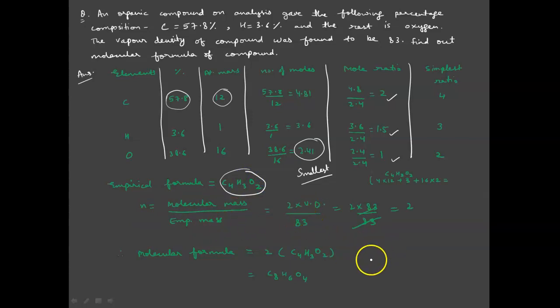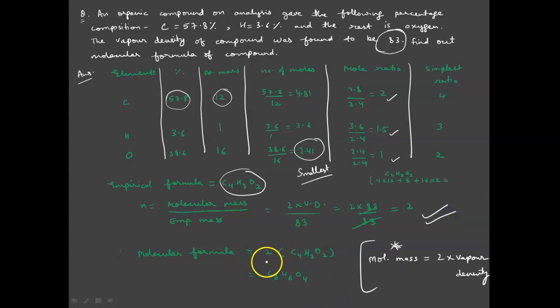Now the n factor is molecular mass upon empirical formula mass. Here we have used another formula: molecular mass equals 2 into vapor density. Remember this formula. So 2 into vapor density, because in the question we have been given the vapor density 83. So this is 2 into 83, divided by 83, that comes out to be 2. Molecular formula is the n factor into the empirical formula.